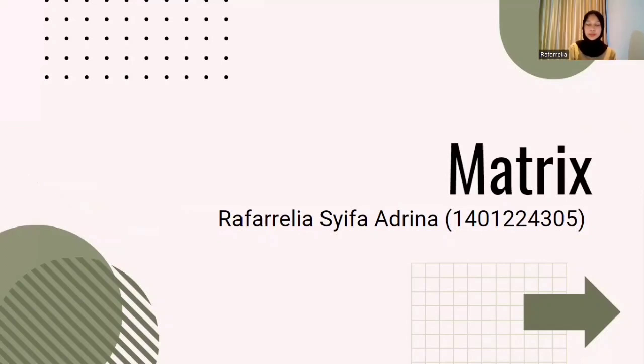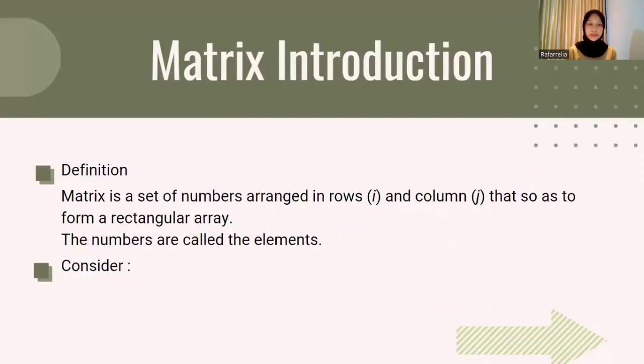My student ID number is 14012224305. And right now I'm going to explain about matrix. The definition of matrix: a matrix is a set of numbers arranged in rows or i and columns or j, so as to form a rectangular array. The numbers are called the elements.